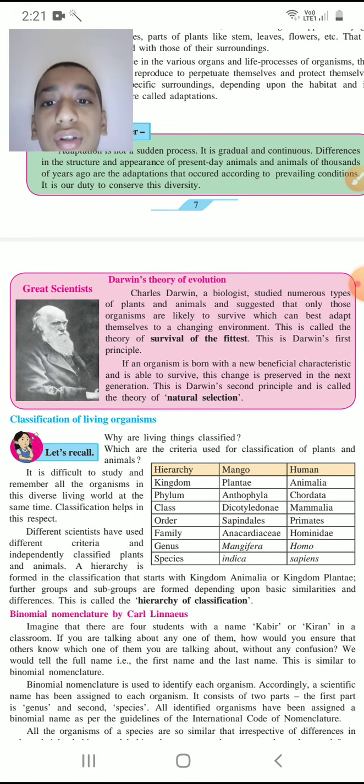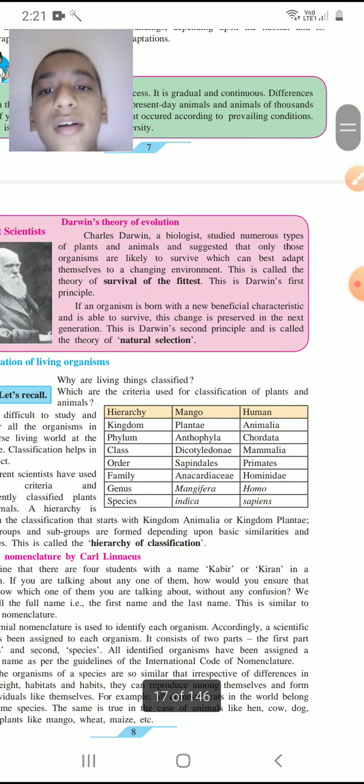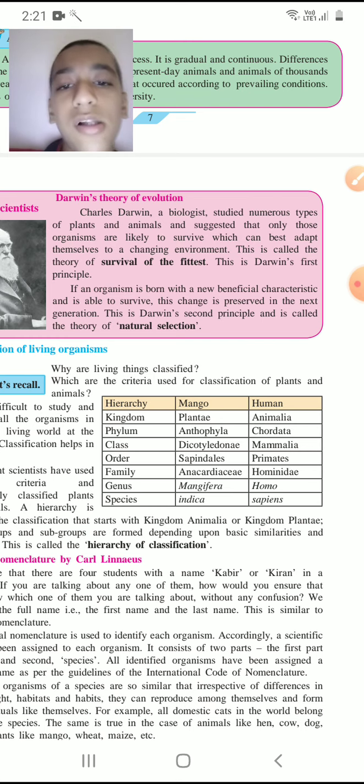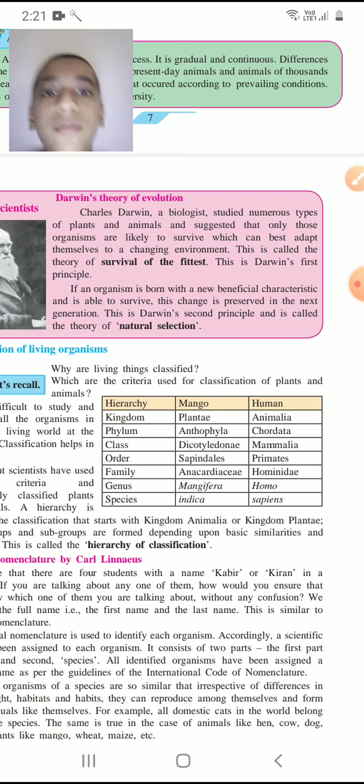Darwin's theory of evolution. This man is a very great scientist. Charles Darwin, a biologist, studied numerous types of plants and animals and suggested that only those organisms are likely to survive which can best adapt themselves to a changing environment. This is called the theory of survival of the fittest. This is Darwin's first principle.